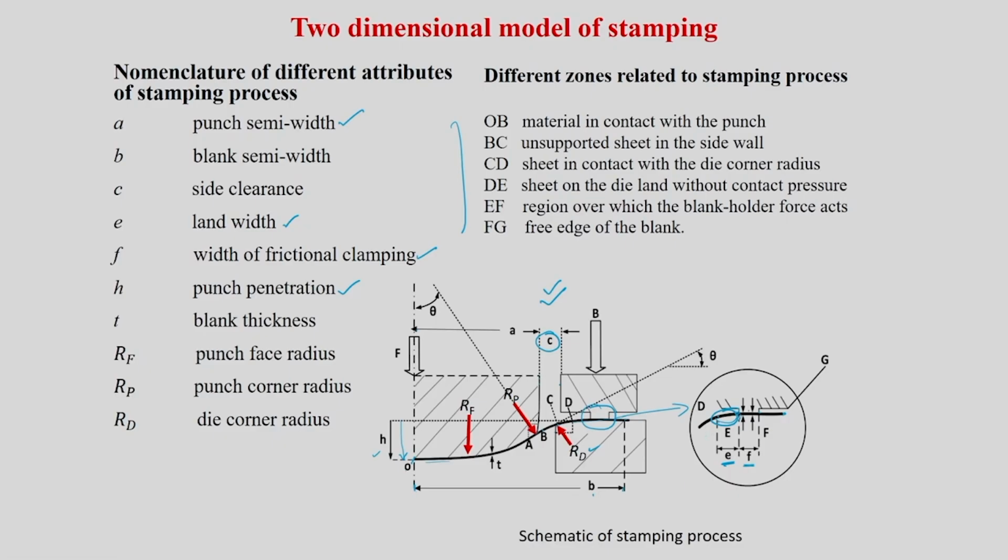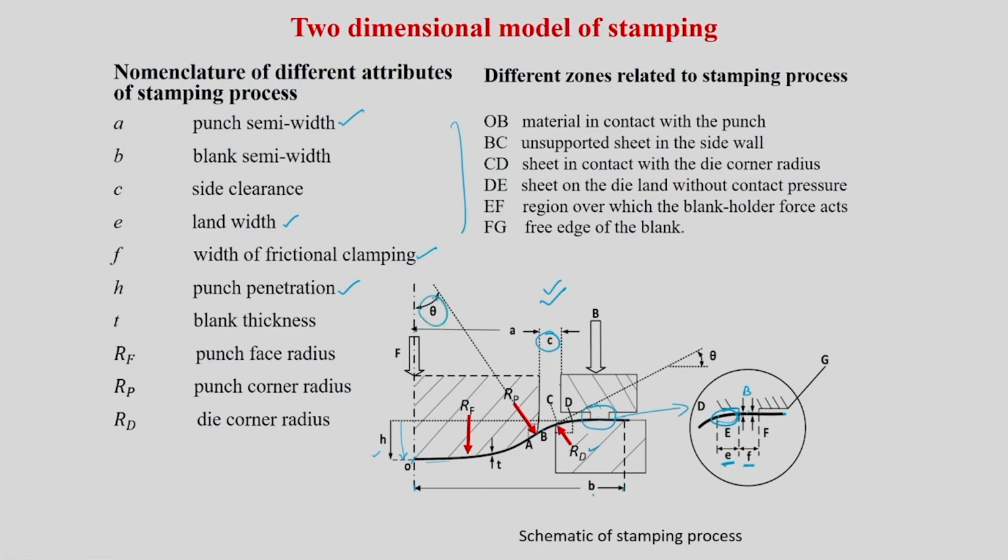EF is the region on which a blank holder force is acting, which I already indicated. You can call that B. And FG is the free edge of the blank. Since you are going to clamp it with some blank holding force, you will see that the sheet is going to stretch on the punch surface and make a component, and we are going to call that a stamping operation.